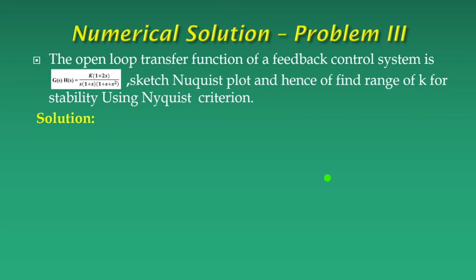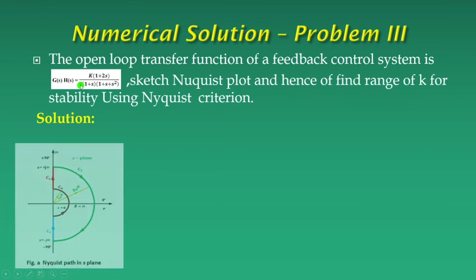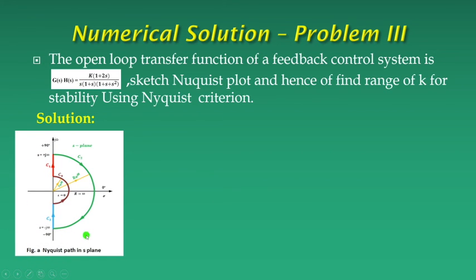Numerical solution, problem 3. The open loop transfer function of a feedback control system is given here. Sketch the Nyquist plot and hence find the range of K for stability using the Nyquist criterion. Here one pole is present at the origin. This is the Nyquist path in the S-plane.